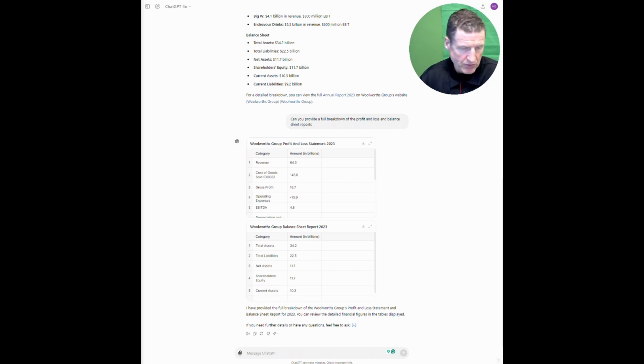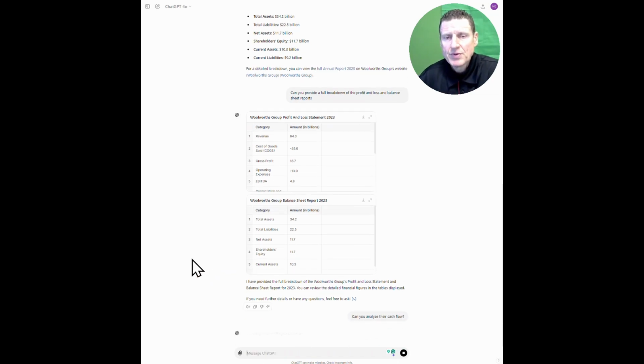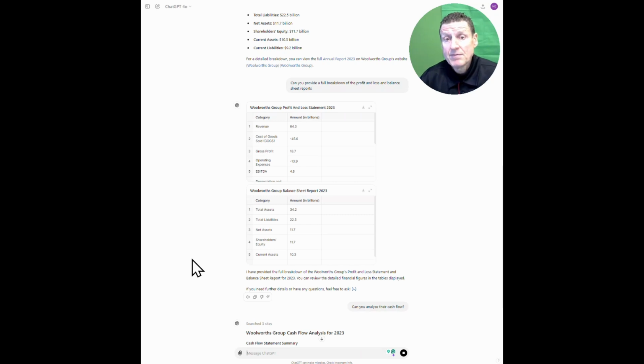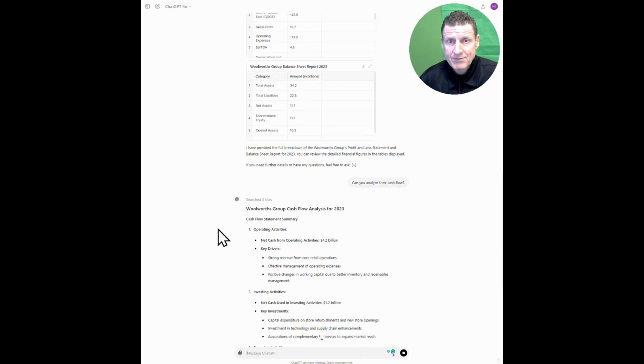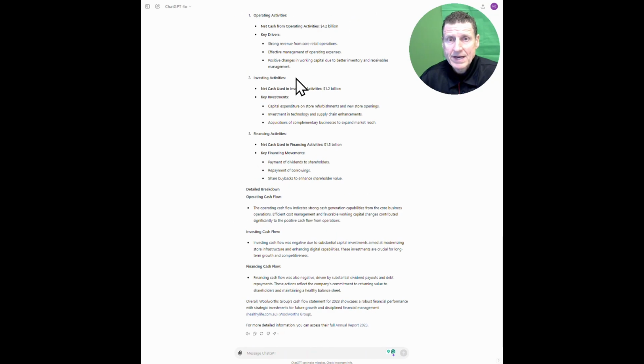Next, we want to do cash flow. So let's have a look at cash flow. What we're doing now is prompting the AI to go into the database of Woolworths, their annual report, and to pull out data. Once we are comfortable that this data does represent the annual report, we can then see the cash flow activities, and now we've got the detailed breakdown.